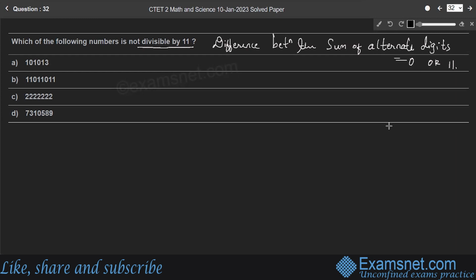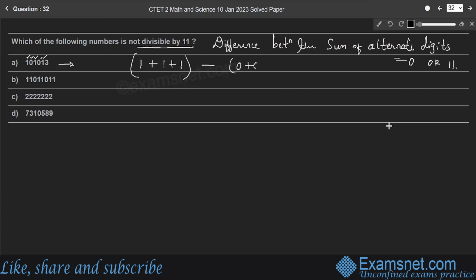So we'll consider the first option. We'll check whether it is divisible by 11 or not. So we'll consider alternate numbers: the first number, third number, and the fifth number. So the numbers are 1, and their sum, right? So 1 plus 1 plus 1, right? And for the difference, we'll consider minus the second number, fourth number, and the sixth number.